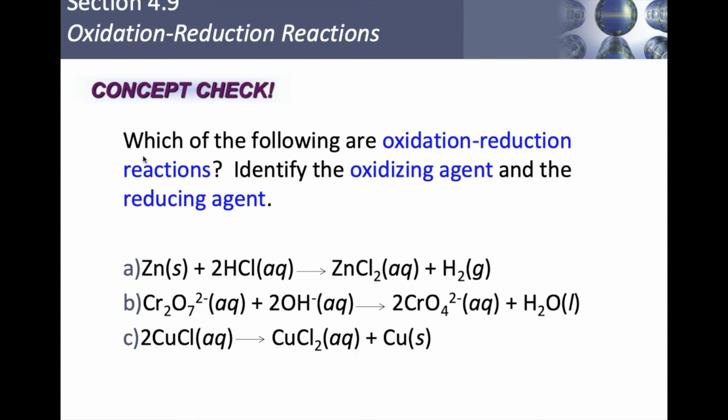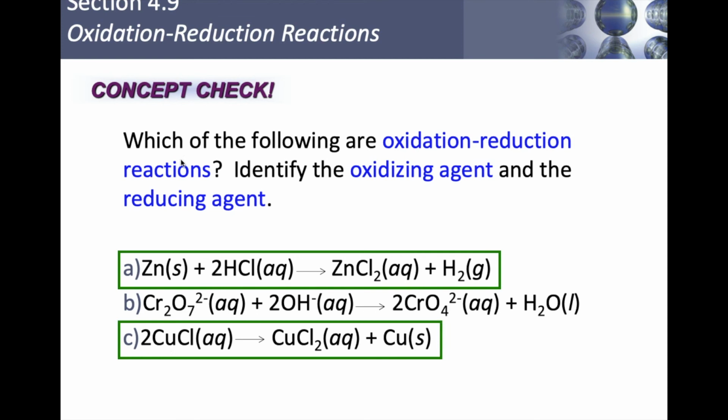All right, so now that we've done all of the work for A, B, and C, we're finally able to answer the question. So A and B are oxidation reduction reactions.